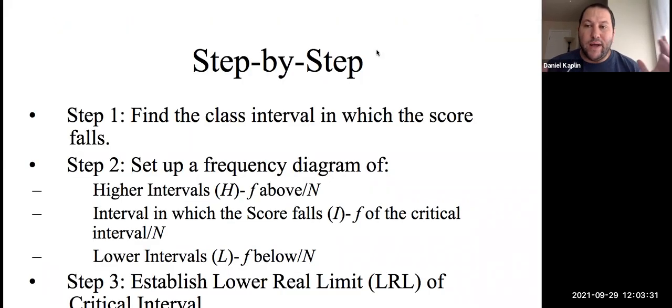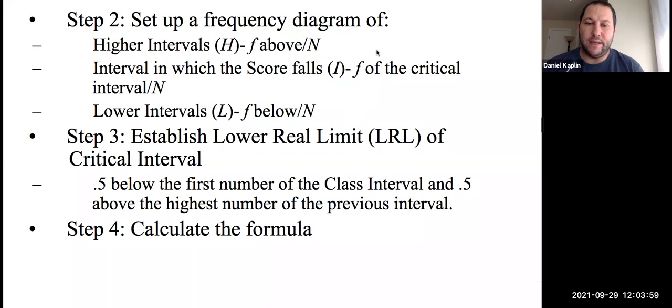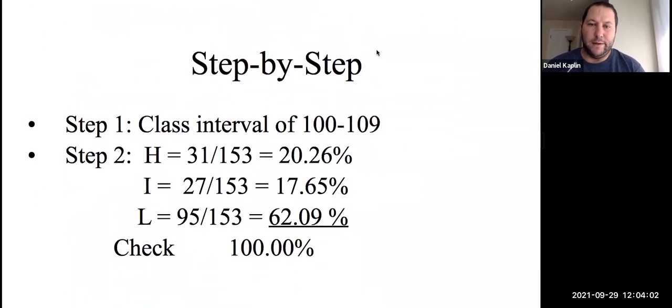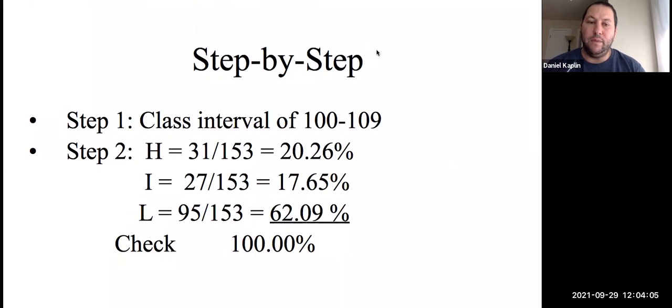All right, so I went over the process on the whiteboard, but now I'm just going to archive it with the slides. So in step one, I said, find the class interval which the score falls within. So the class interval was 100 to 109. Then calculate the higher intervals, then the lower intervals, and then calculate the lower real limit. And then you could calculate the formula.